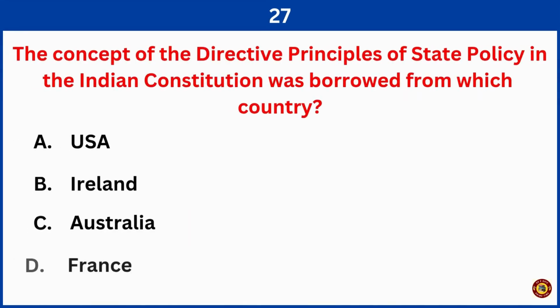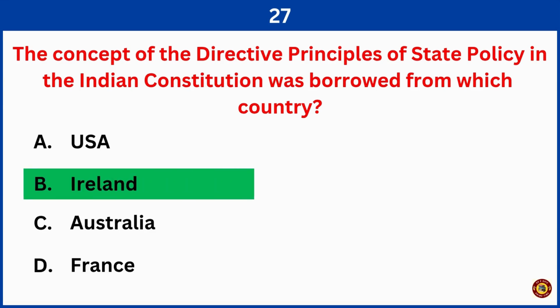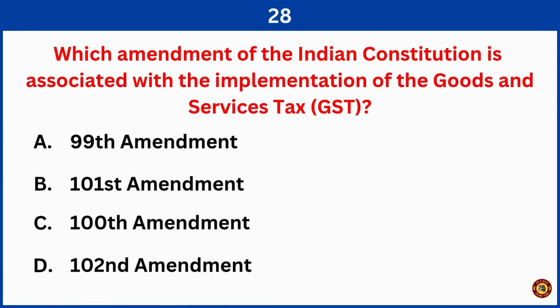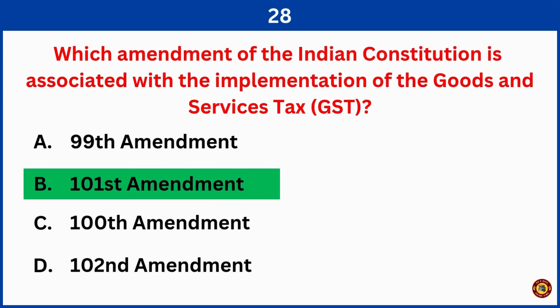The concept of the directive principles of state policy in the Indian Constitution was borrowed from which country? Right answer is option B, Ireland. Which amendment of the Indian Constitution is associated with the implementation of the Goods and Services Tax? Right answer is option B, 101st Amendment.